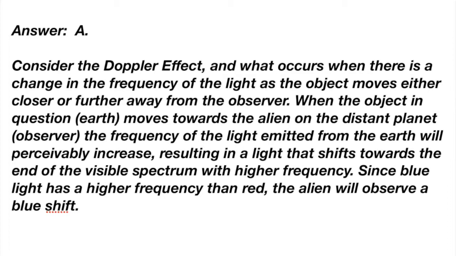the frequency of the light emitted from the Earth will increase, resulting in a light that shifts towards the end of the visible spectrum with higher frequency. When we consider the visible spectrum, we know that blue and violet are on the left end of the visible spectrum, meaning they have a higher frequency. So since the frequency is perceivably increasing, the light will shift towards the blue side, since blue has a higher frequency than red.